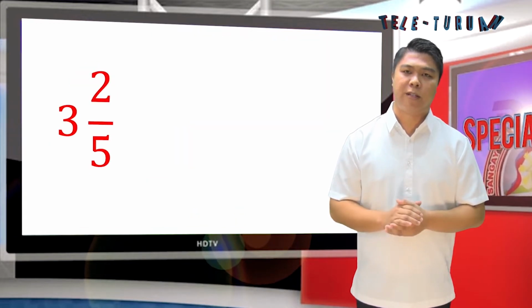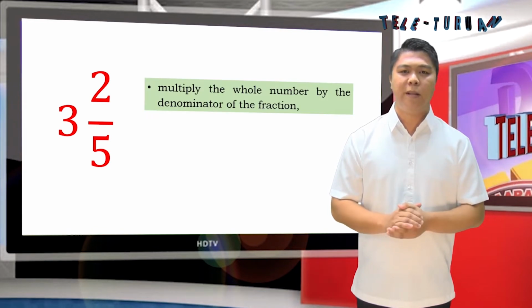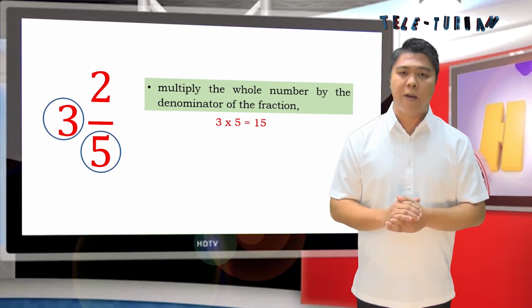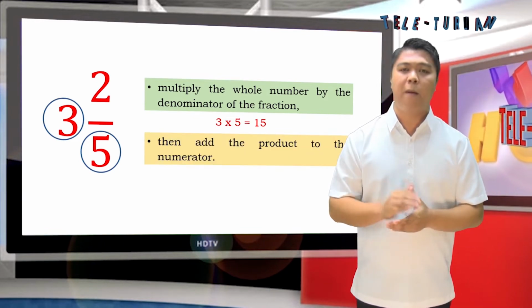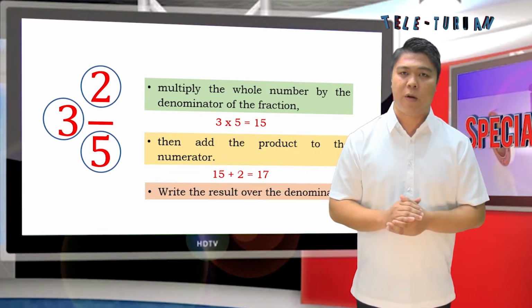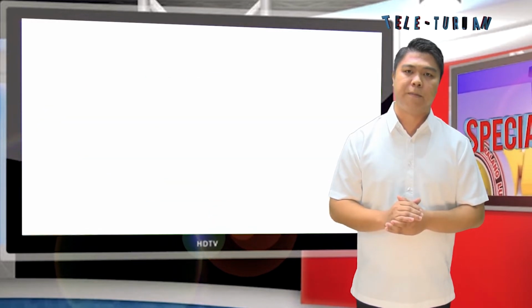Let's have another example. 3 and 2/5. Multiply the whole number by the denominator of the fraction. 3 times 5 is 15. Then add the product to the numerator. 15 plus 2 is 17. Write the result over the denominator. 3 and 2/5 is equal to 17 over 5.